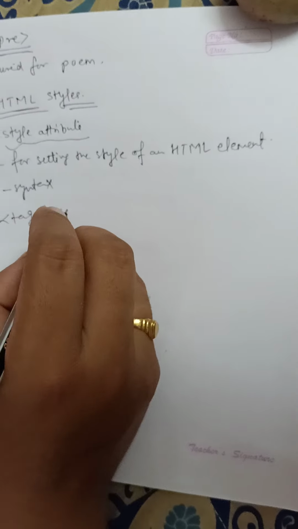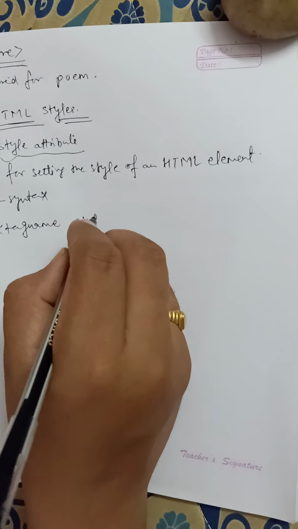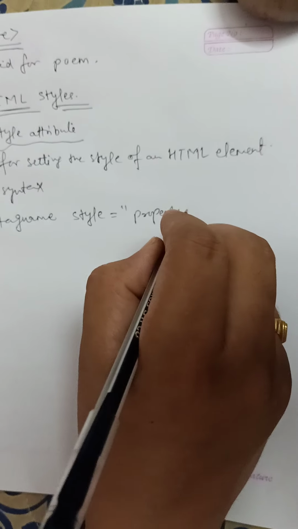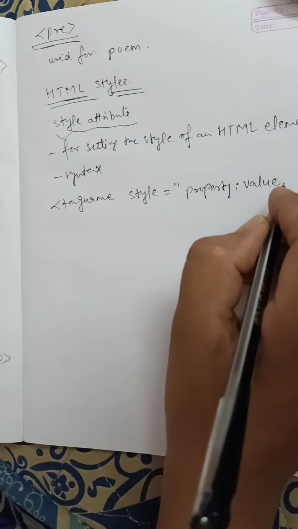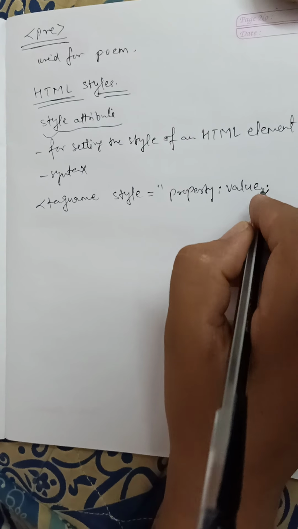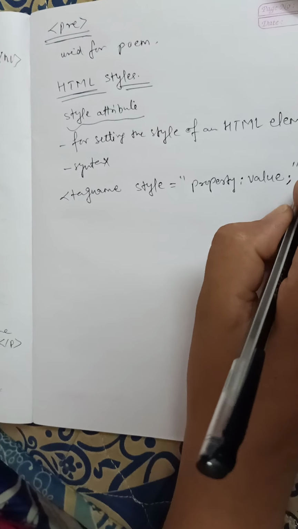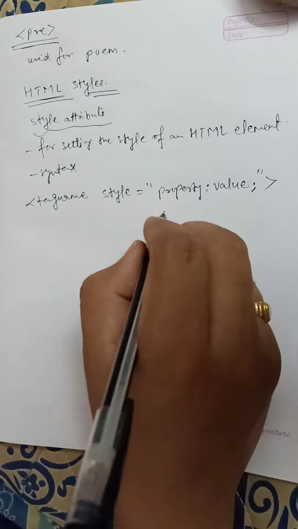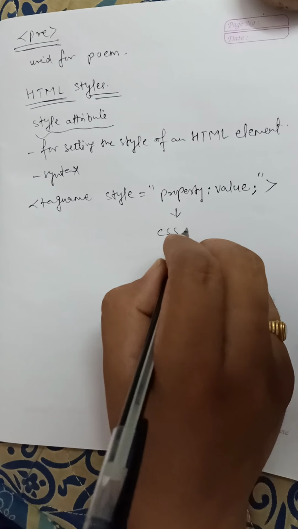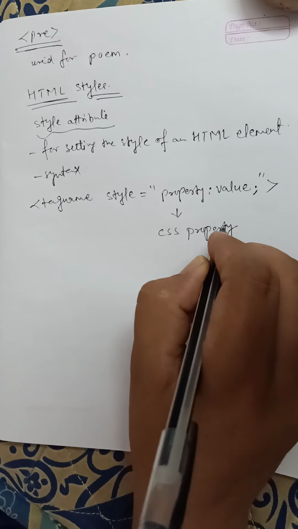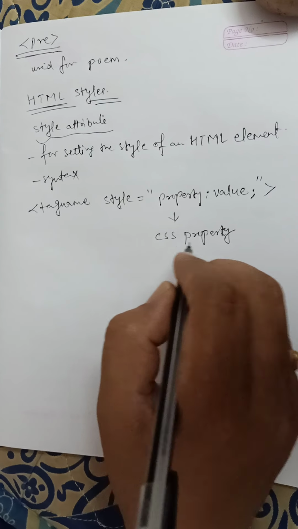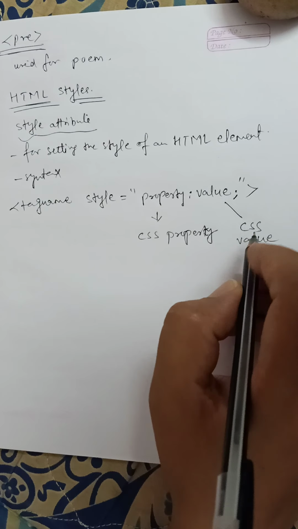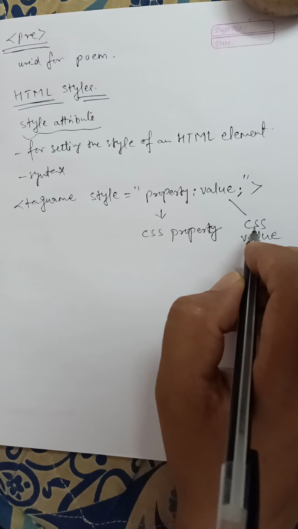The syntax is: we write the tag name, then your style attribute, then the property, value, colon and semicolon, and end tag. Okay, this is actually a CSS property. Already I have told that CSS will be discussed later. Similarly, this is a CSS value. CSS stands for cascading style sheets.